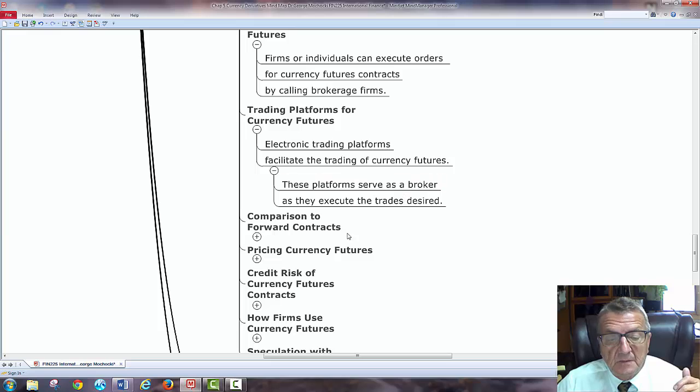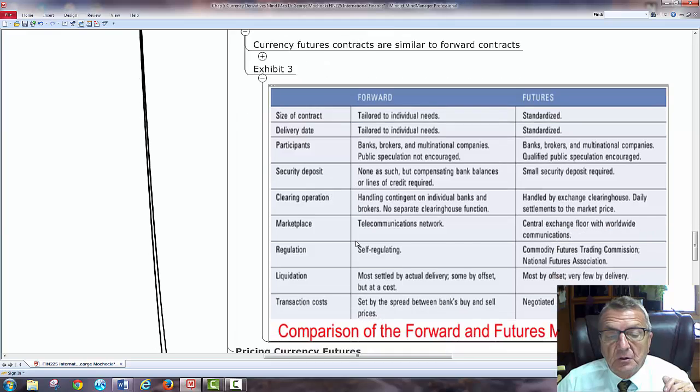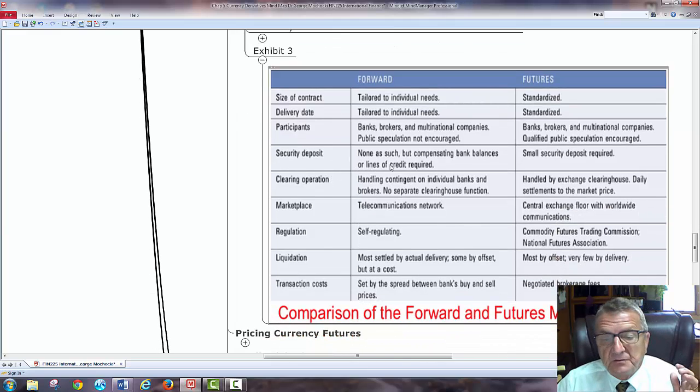Okay. Now, comparison to forward contracts. Currency futures contracts are similar to forward contracts, and I have an exhibit here. Now you can look at the size of the contract, standard, security deposit, clearing, marketplace, regulation, information. Okay. Now you can stop this, look at it, but I provide this.